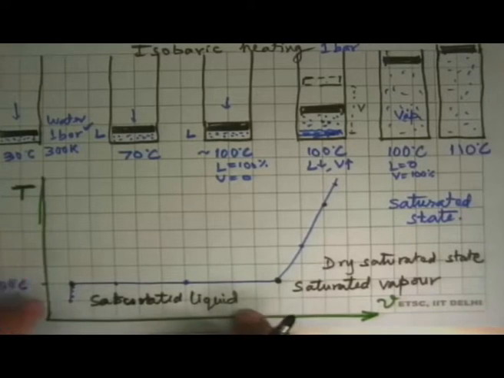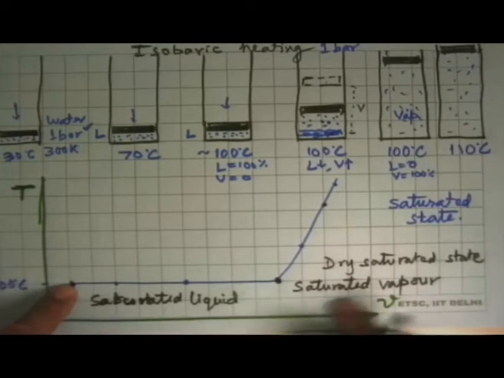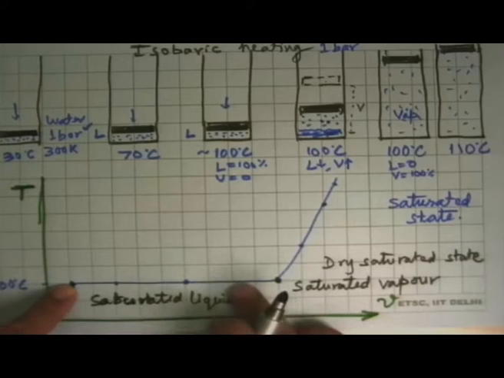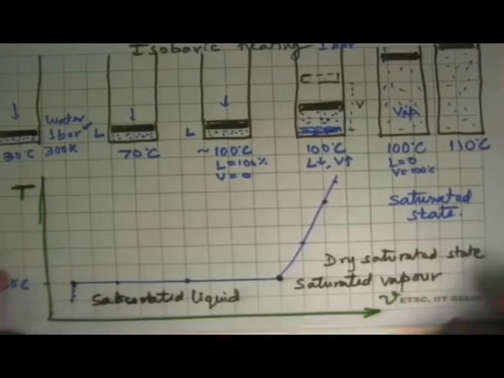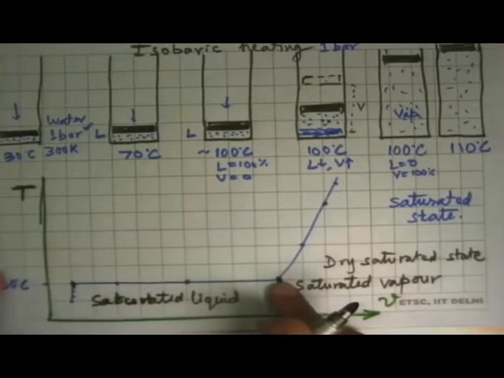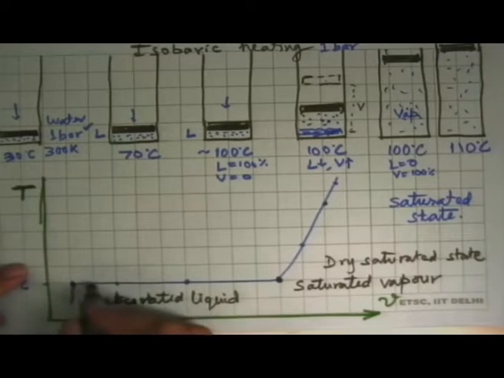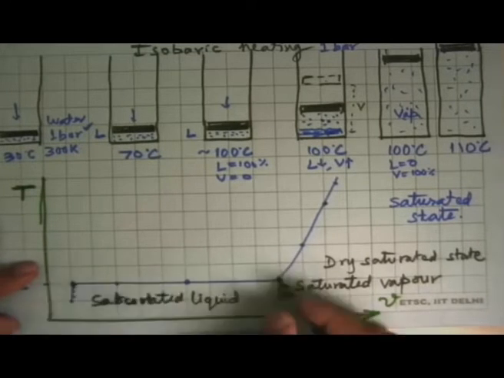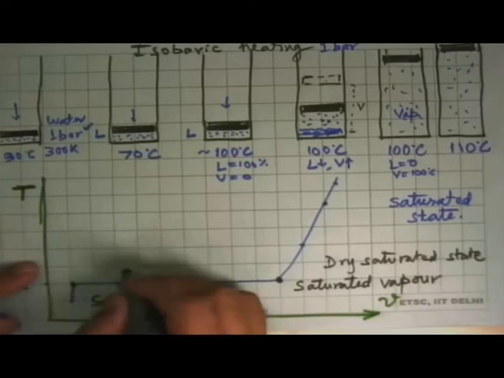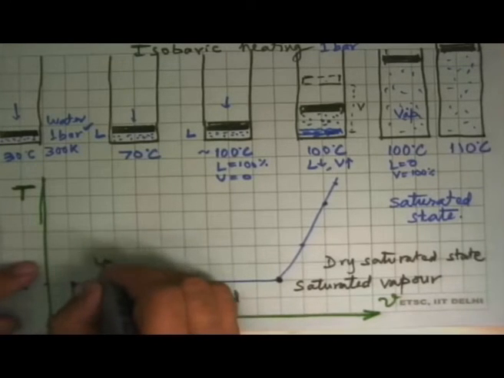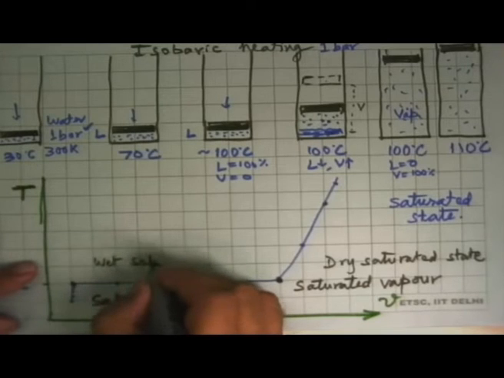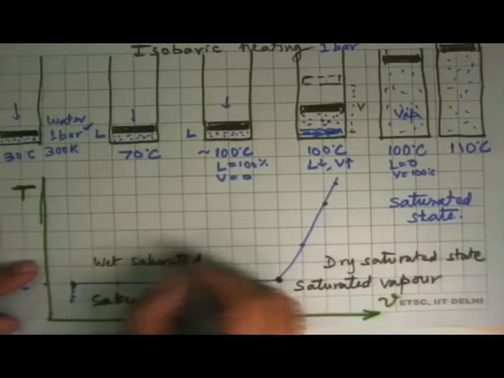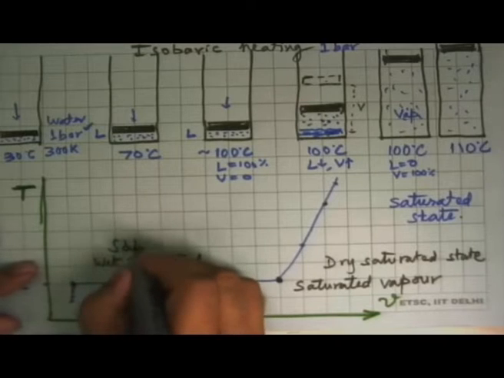So saturated liquid means isobaric heating will cause phase change. Saturated vapor means isobaric cooling will cause phase change. So we have now two limits that have come up, and then you have all states in between here where the pressure and temperature were both the same, and specific volume kept increasing. All of these are saturated states, or we may call it wet saturated, or just plain saturated state.